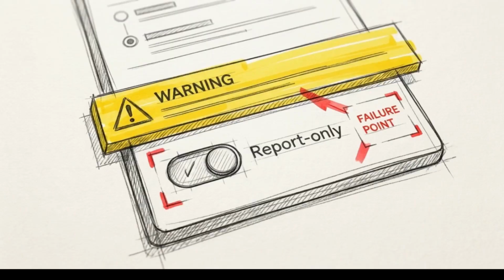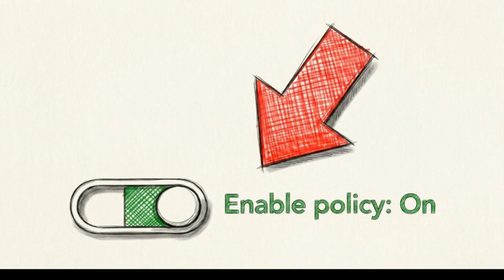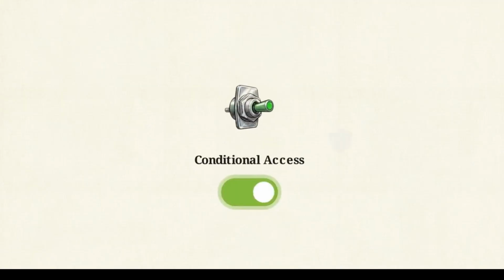However, look at the bottom of the screen. A dangerous failure point is leaving this new policy in audit or report-only mode. We must toggle the switch to on to actively enforce the blockade. The corporate perimeter is now protected by automated zero-trust enforcement.